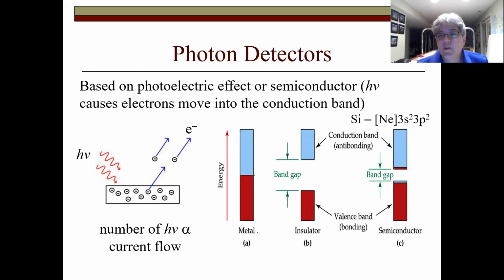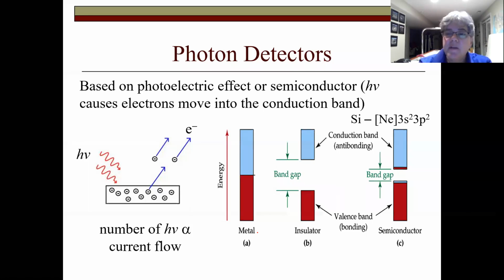Some detectors will use that, others use what are called semiconductors. So you should know there are three kinds of materials: metals, which conduct easily, insulators that do not conduct, and then these things called semiconductors, which conduct under certain conditions. And we're not going to get into the theory, but just know that if you get light of the right energy, you get some electrons that come up and you get a flow that's proportional to light.